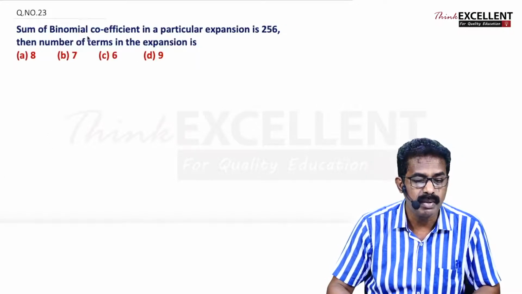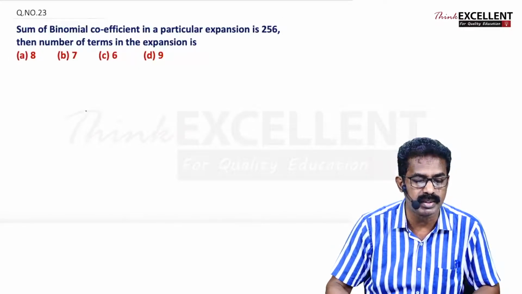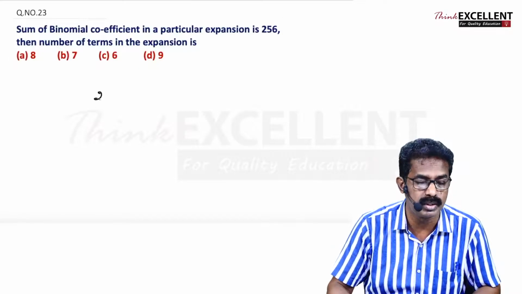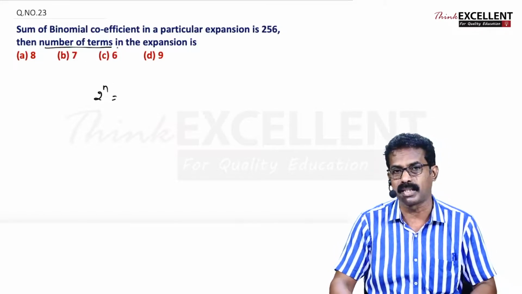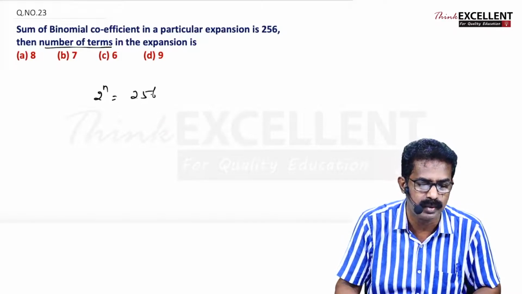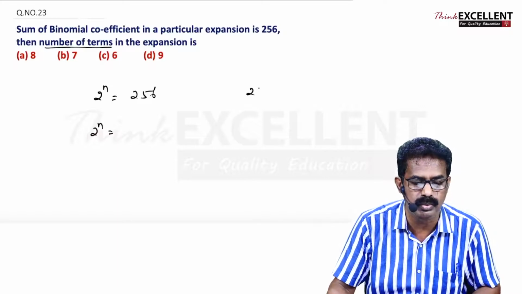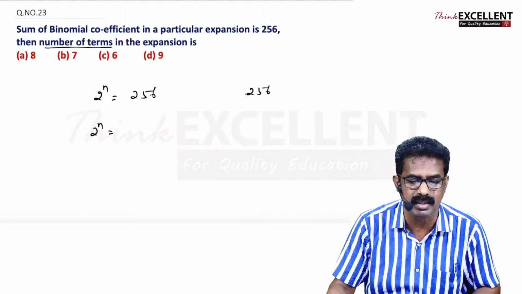So question number 23. Listen, sum of the binomial coefficients in a particular expansion is 256. Sum of the binomial coefficients is 2 raised to n, right? Then the number of terms in the expansion they asked you. Very, very careful in this one. Listen, 2 raised to n is 256. So since the left side is 2 raised to n, right side also write 2 raised to something. 256 means it is 2 raised to 8, right?